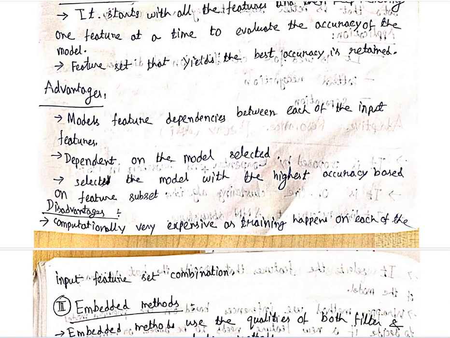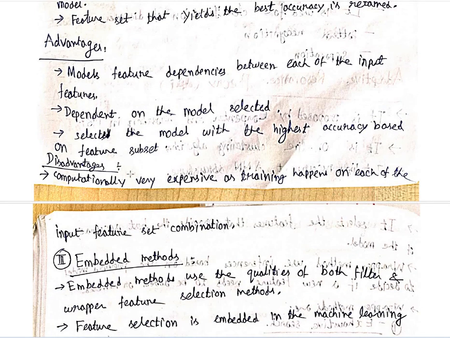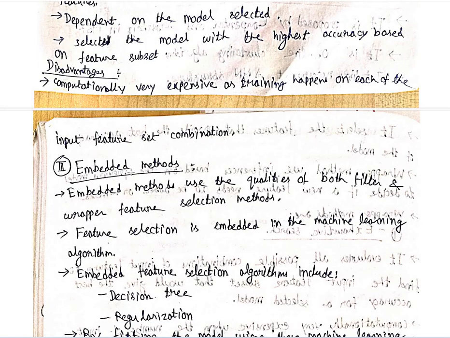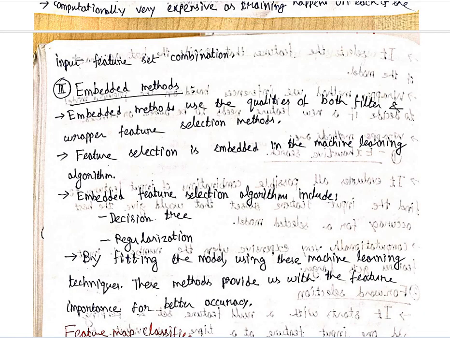Advantages: the model captures dependencies between the input features. It depends on the algorithm. It selects the model with the highest accuracy based on the feature subset. It's computationally expensive as training happens on each of the input feature set combinations. So we need to identify which features are best for our application.